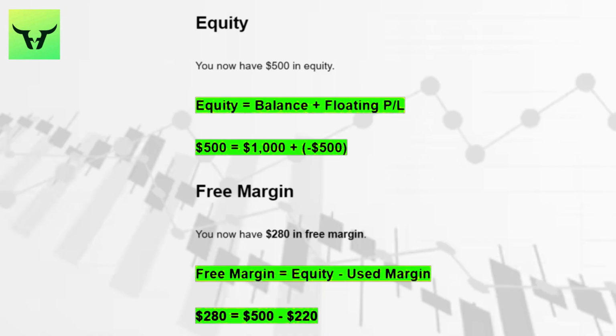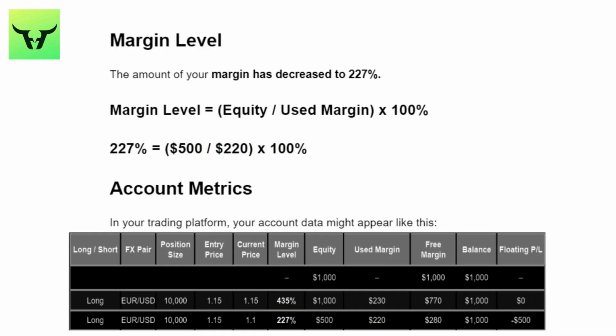Equity. You now have $500 in equity. Free margin. You now have $280 in free margin. Margin level. Your margin level has decreased to 227%. Everything is still okay since your margin level is still higher than 100%. Account metrics in your trading platform. Your account data might appear like this.